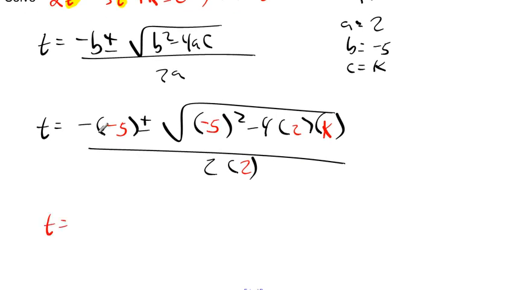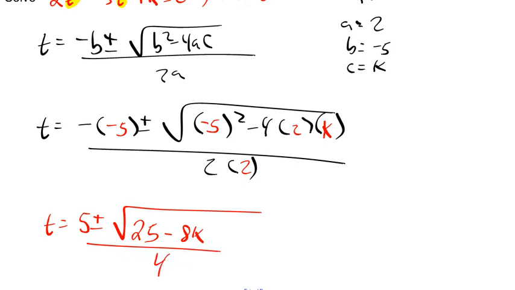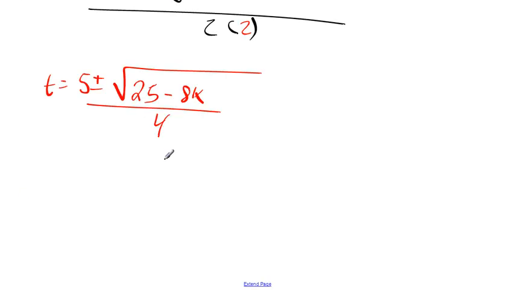So t equals negative times a negative gives us a +5 plus or minus. -5 squared is 25 minus, check this out, -4 times 2 is -8. So -8 times k is -8k. And that's all over 4. Cool beans. Let's continue on here. So can we simplify this?